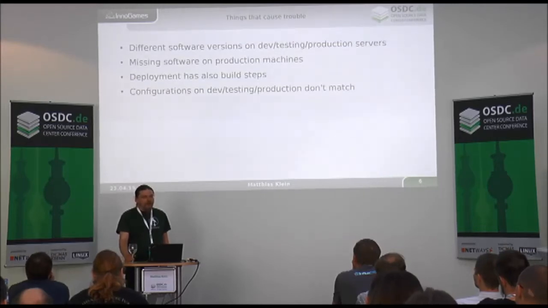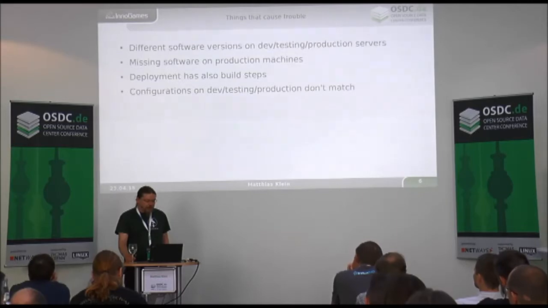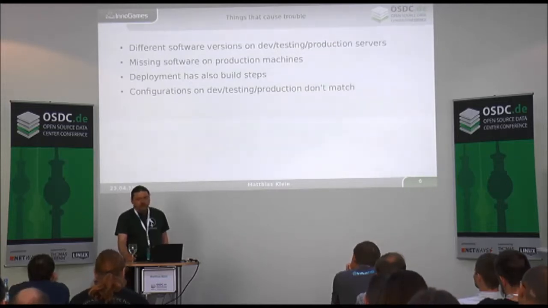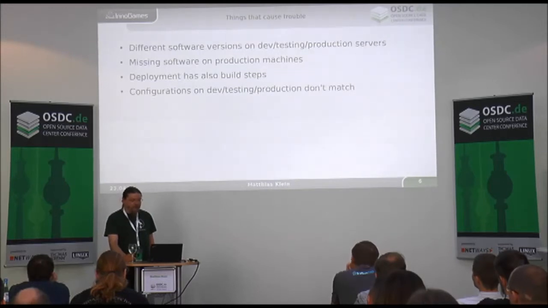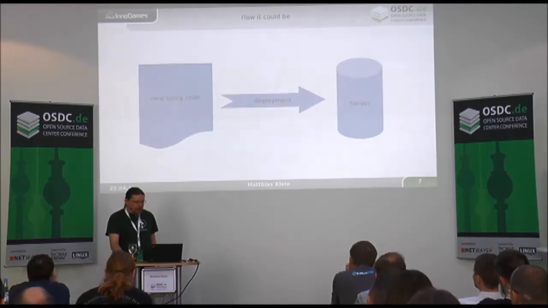Then we have had some deployment issues, where there were build steps involved in the deployment, such as running Composer on the target machine, which is not a good idea if the target machine can't reach the repository for any reason. Or there are configuration differences in development, testing, staging, and production environments, such as missing rewrite rules and so on. All this may happen.